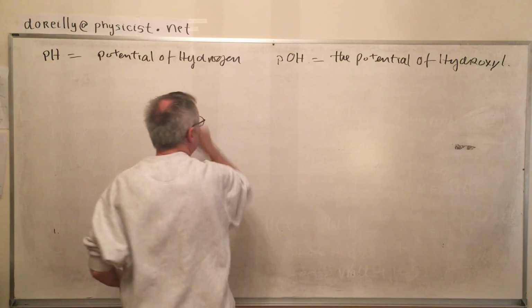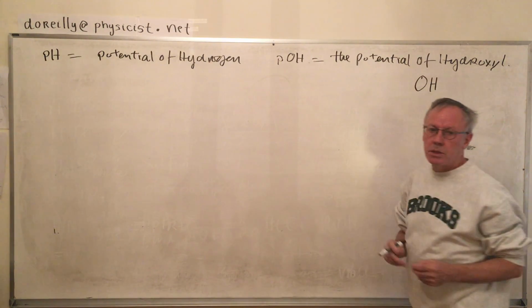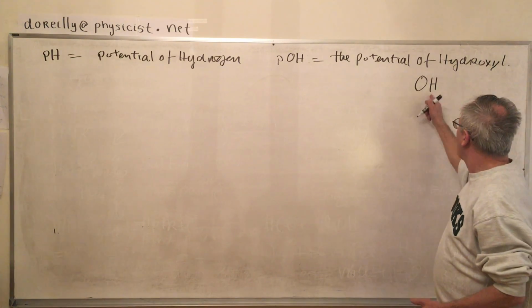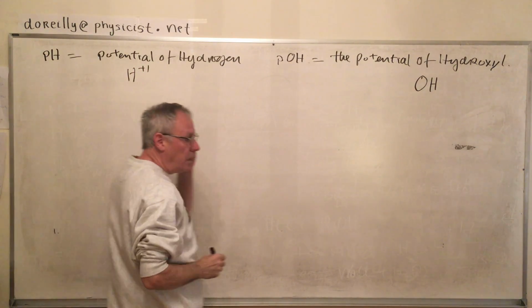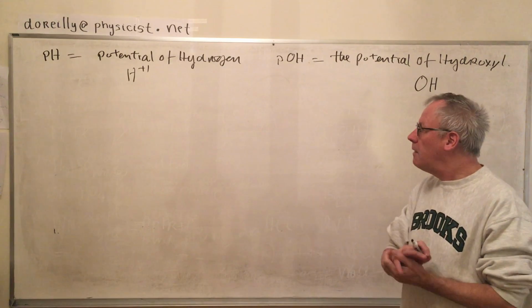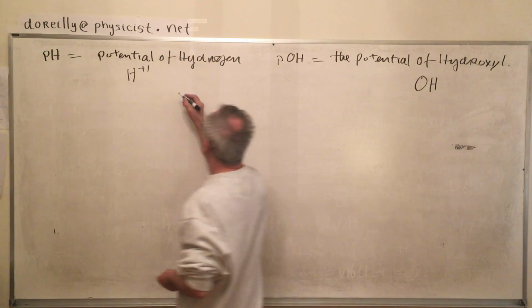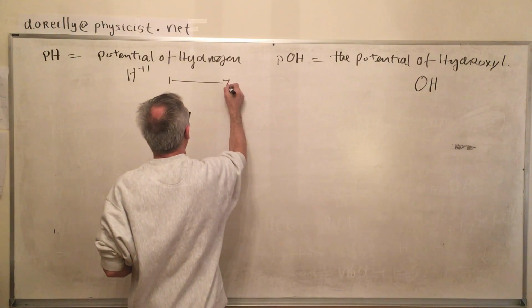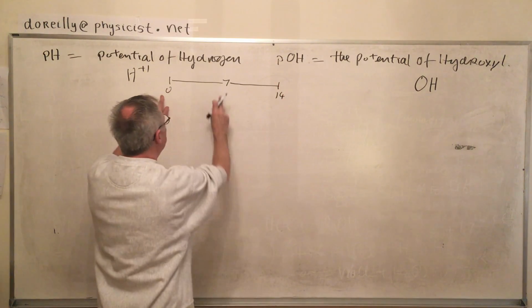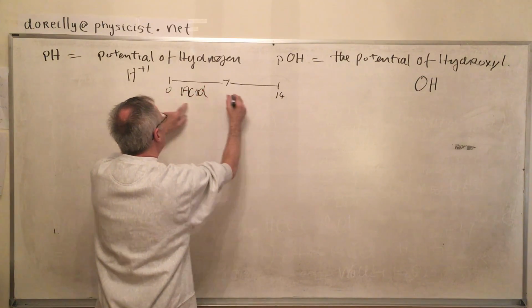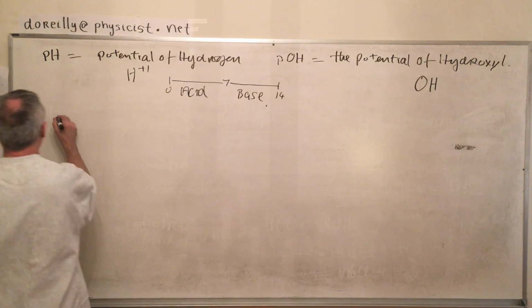pH stands for the potential of hydrogen, pOH stands for the potential of hydroxyl. In other words, when a solution has an abundance of OH, you have a base. And when you have an abundance of hydrogen, you have what? An abundance of hydrogen is going to be an acid. And it goes from 0 to 7, which are acid, and then base. I'm actually going to go over all of it, but I just remind you of a couple of things.